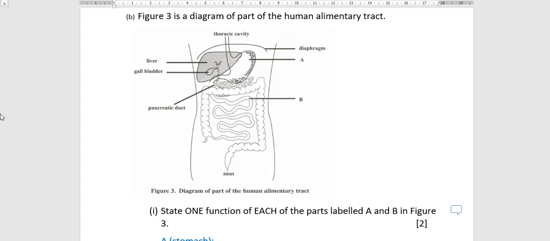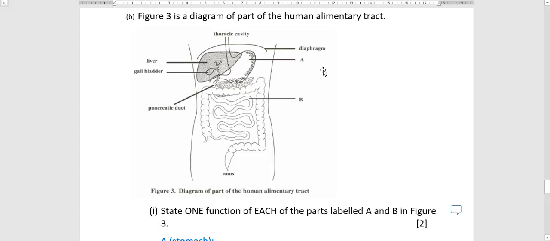Moving on. I'm showing part of the human alimentary tract, and that's also known as your digestive system. As you can see, it takes you from your esophagus right through to your anus, and you have various parts named. The diaphragm is not part of the digestive system, but it's placed there to give some context as to where you are in your body.